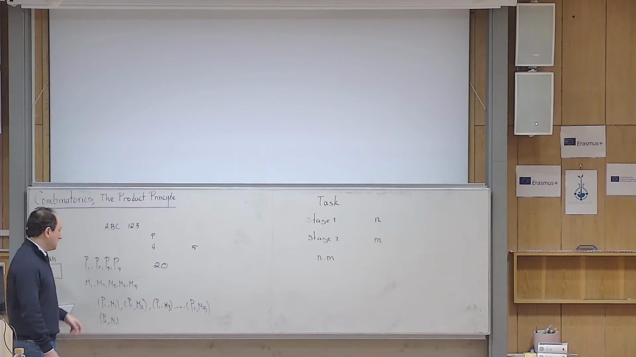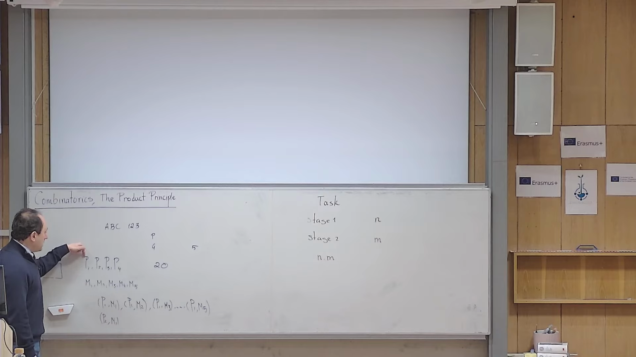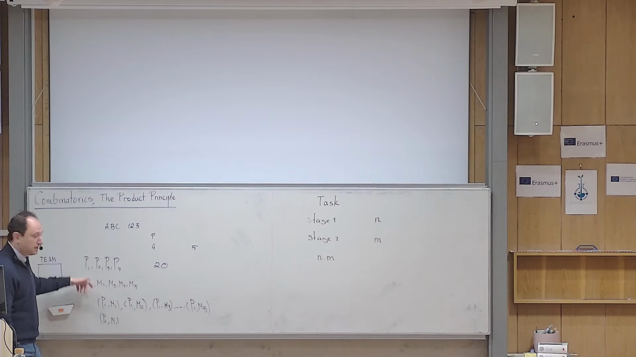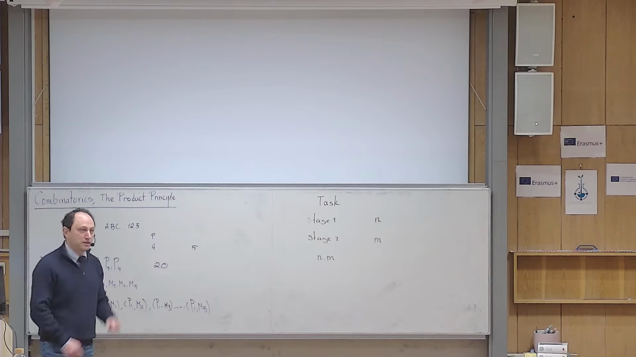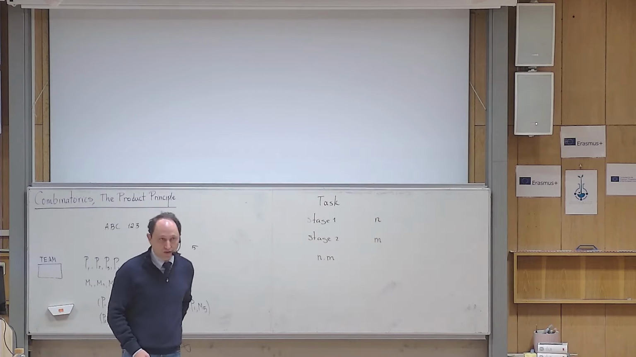Is this five that I write for the second stage independent of how stage one is done? In other words, it might happen that in stage one I choose physicist one. How many options will be left for me for stage two? Five. But is this five independent of how I have done stage one? If I have chosen physicist number two, how many options are still available? Five. If I have chosen physicist three, still five. So that is the meaning of independent of how the first stage is done.